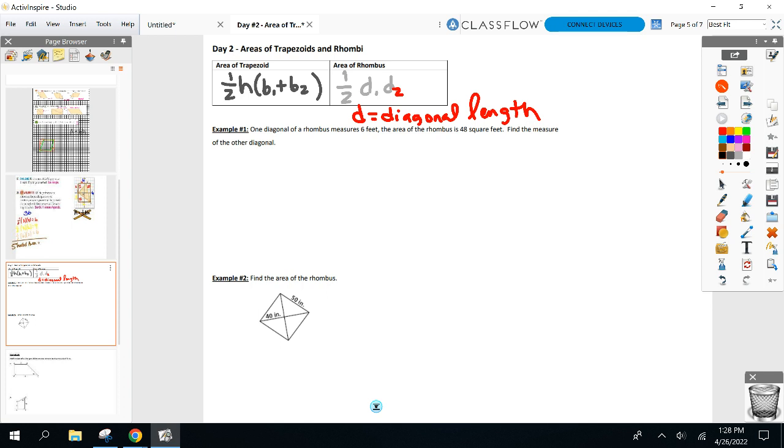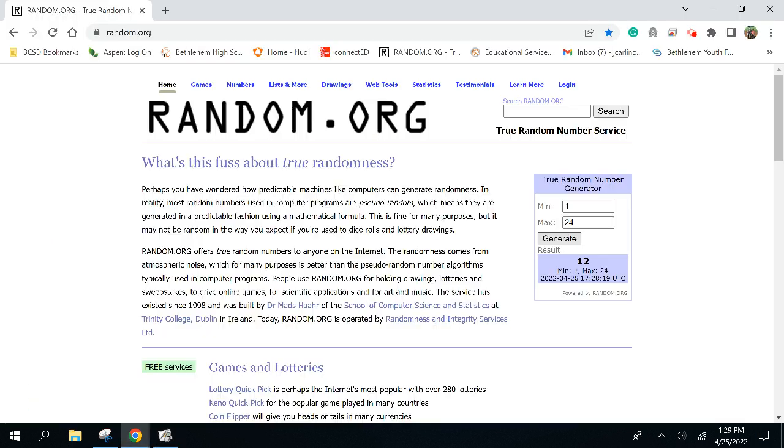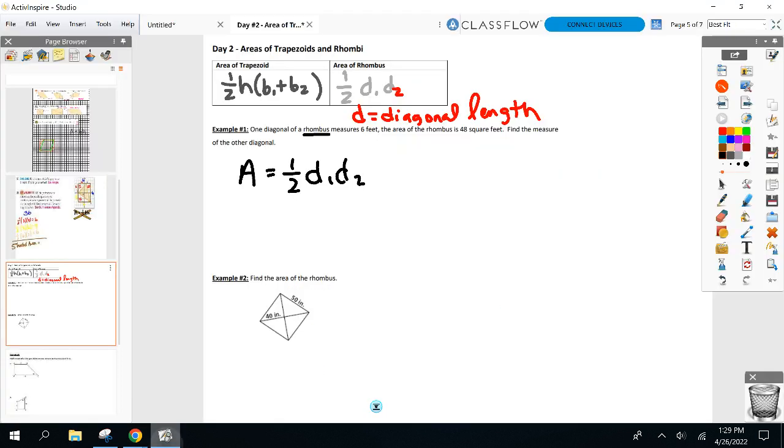All right, we're working with the rhombus in example 1. One diagonal is 6. The area is 48. What about the other diagonal now? So I've identified it's a rhombus, so I get my rhombus formula out. Can you guys help me plug in what's the deal with the 6 first? Where's the 6 going? Where can I plug it in? What's the 6?